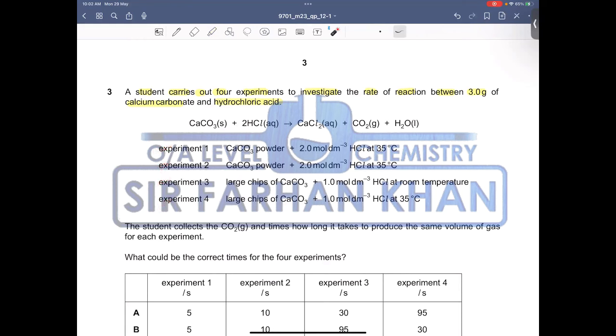The first one is in both experiment 1 and 2, calcium carbonate exists in powder form. And the temperature is same, that is 35 degrees Celsius. So surface area is same, temperature is same, concentration is also same in experiment 1 and 2. Whereas in experiment 3 and 4, concentration is lower. And obviously, surface area is smaller because of large chips, because of lumpy size of the chips.